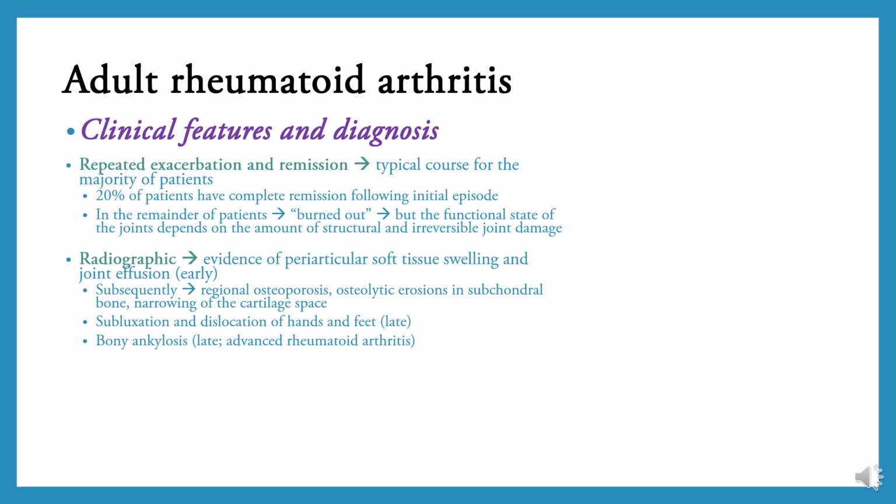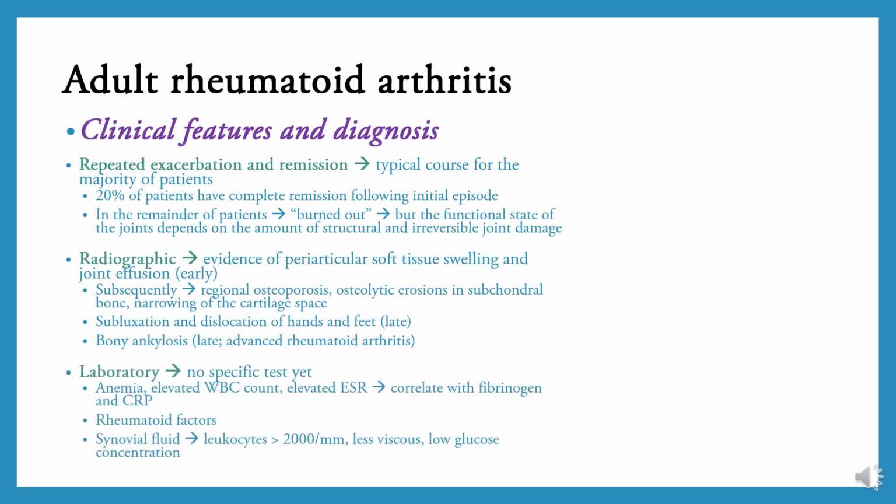In radiographs, there is evidence of periarticular soft tissue swelling and joint effusion. In laboratory tests, there is no specific test yet. However, there could be anemia, elevated white blood cell count, and also elevated ESR. You could also find rheumatoid factors, and in synovial fluid, there is evidence of leukocytes more than 2000, less viscous, low glucose concentration.